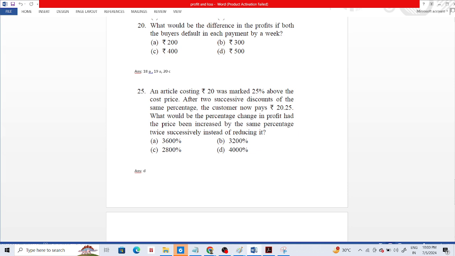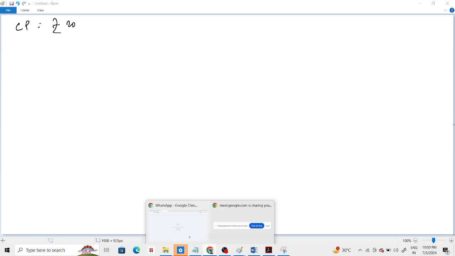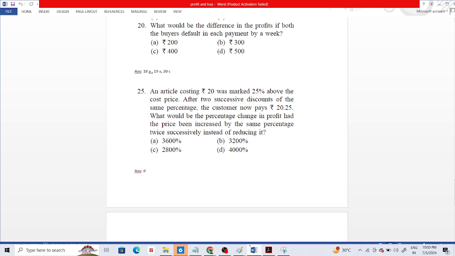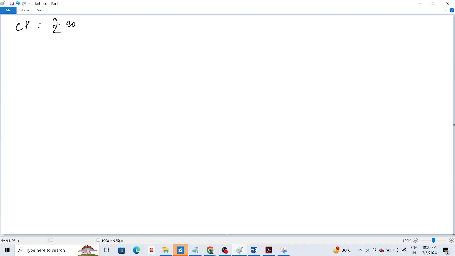Okay, an article costing rupees 20 was marked 25% above the cost price. So that means what is the CP? The CP is 20 rupees. Okay, the CP is 20 rupees, and it was marked 25% above the cost price. So what is the mark price? 20 plus 1/4 of 20, that means 5, so that is 25.